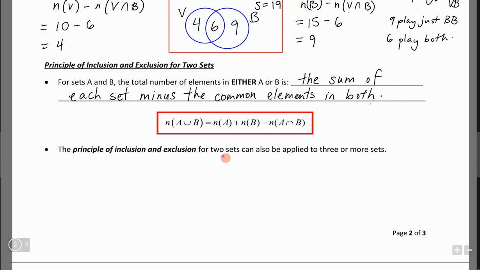Okay. So the principle of inclusion and exclusion for 2 sets can also be applied to 3 or more sets. So how would that look? Well, if you had 3 sets, it looks something like this. So let's just draw some circles here, and one more.